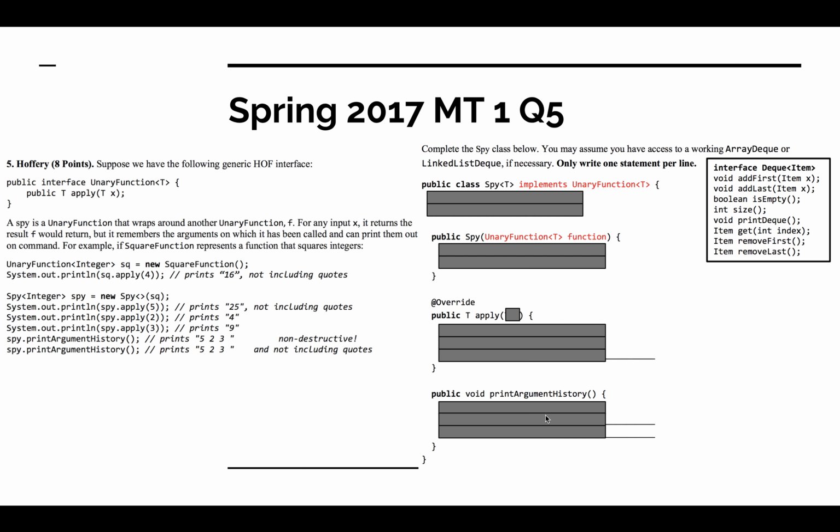But then we have to save the argument history, so we'll have to save it into some sort of data structure. What data structure should we use? Yeah, because both of those implement the interface Deque, which helps us. We can add last, for example. We add last every time we call the apply function. We'd add the argument, and then if we call print argument history, we can just call print deque.